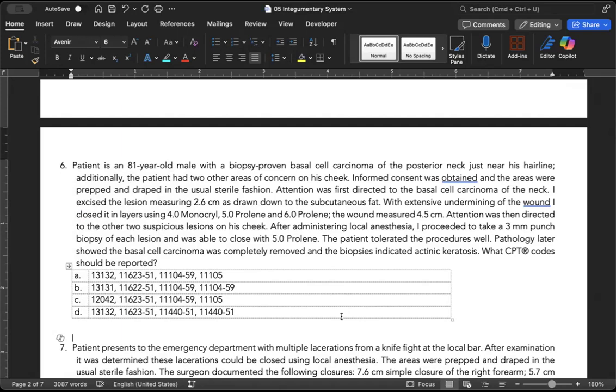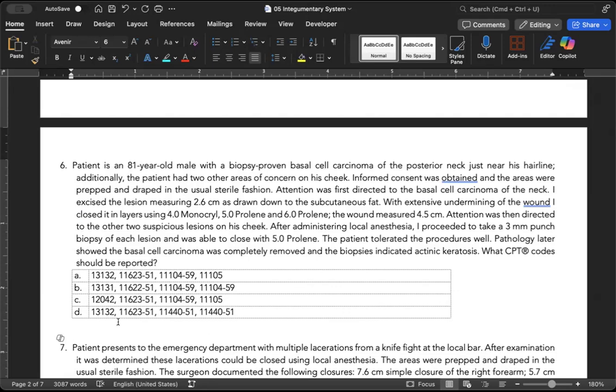With extensive undermining of the wound, I closed it in layers using 4-0 Monocryl, 5-0 Prolene, and 6-0 Prolene, and the wound measured 4.5 centimeters. Attention was then directed to the other 2 suspicious lesions on the cheek. After administering local anesthesia, I proceeded to take a 3 millimeter punch biopsy of each lesion and was able to close with 5-0 Prolene. The patient tolerated the procedures well. Pathology later showed the basal cell carcinoma was completely removed, and the biopsies indicated actinic keratosis.